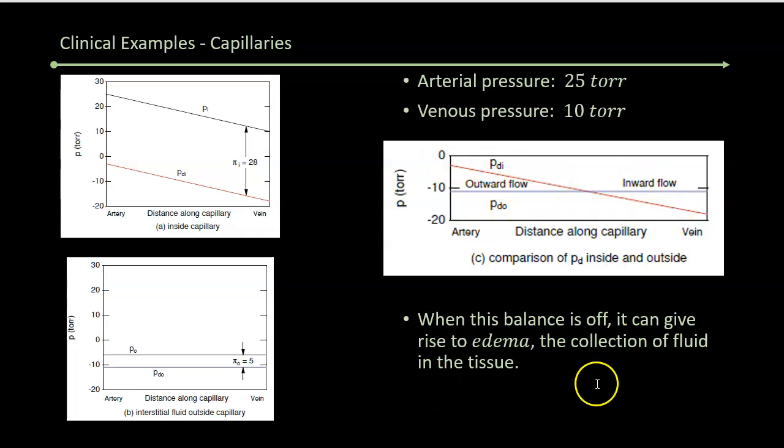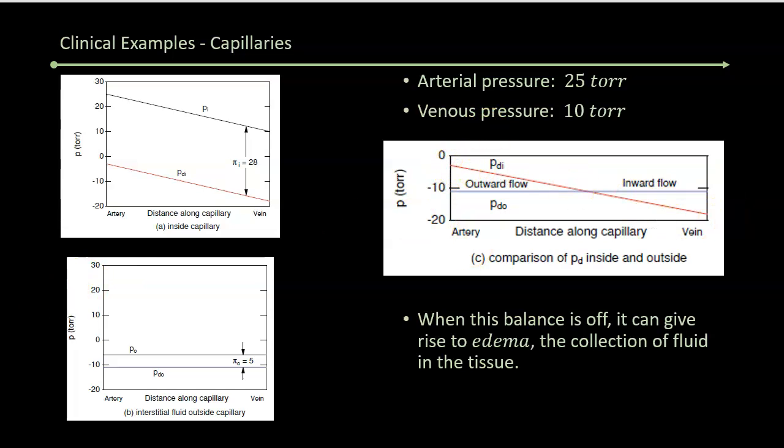When this balance is off, we get edema, right? We can get collection of fluid in the tissue. And in particular, if this crossover point moves over here to the right, we spend way less time getting stuff flowing in and things flowing out. And how do we move that? Basically, we move this line up and down, right? Move this line up and down.